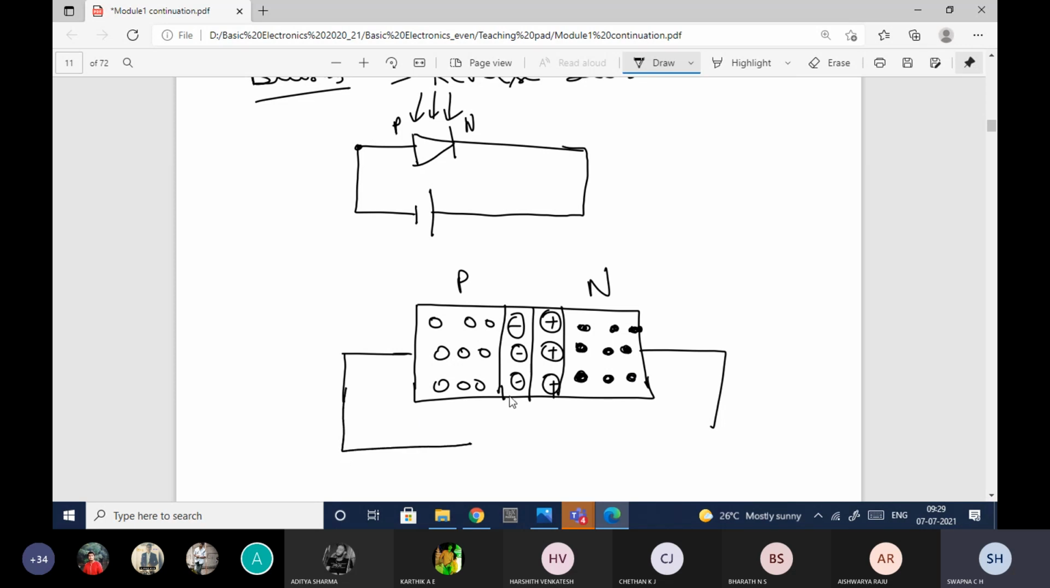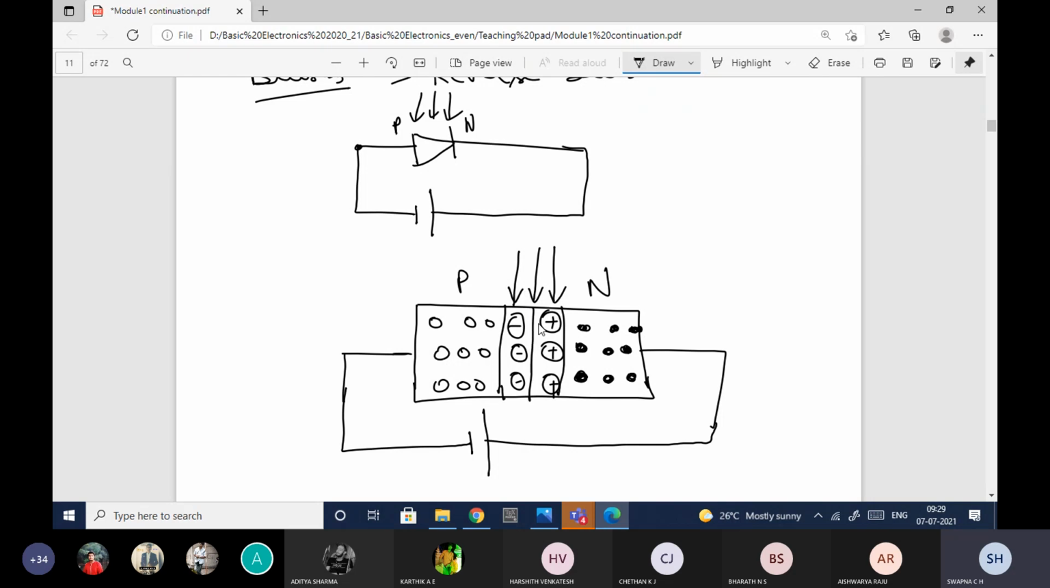P is connected to negative and N is connected to the positive terminal, so it will act as reverse bias. Now light should be incident on this photodiode, exactly on the depletion region. As the intensity of light increases, the number of electron hole pairs will increase. I emit photons, since light consists of photons, and these photons are made to fall on this depletion region.